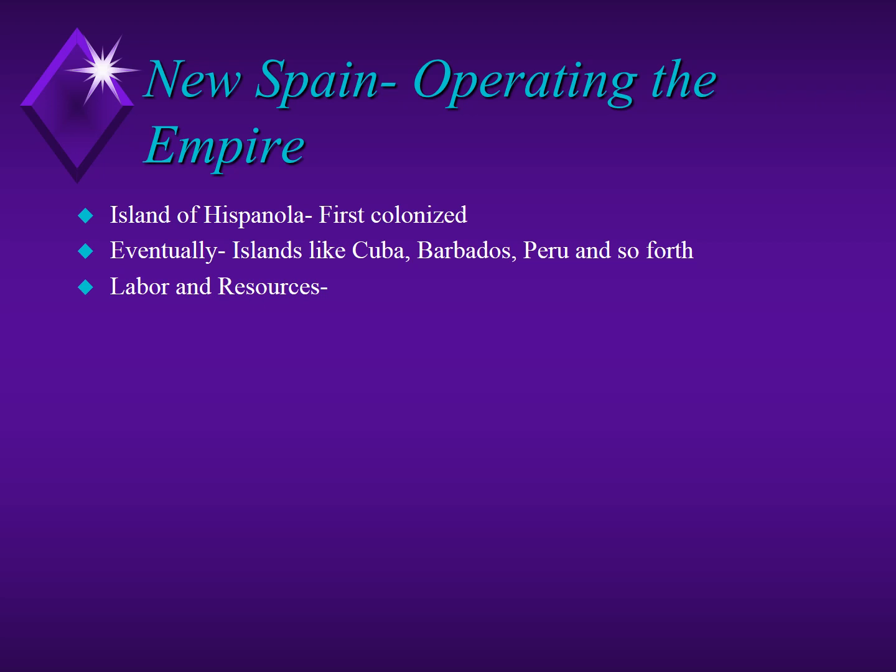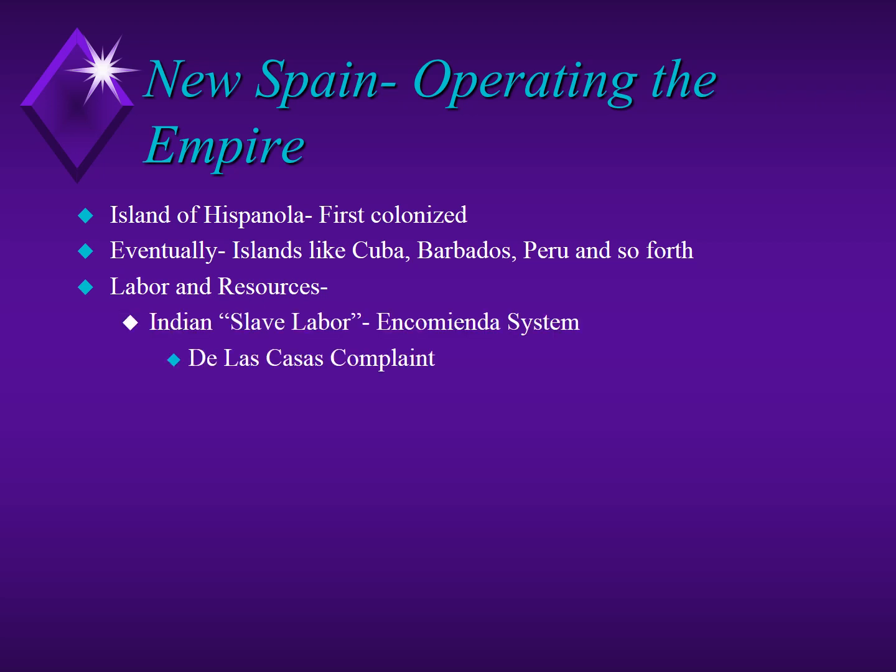The first area colonized by the Spanish was the island of Hispaniola. And of course, you will remember from the De las Casas reading, the primary source that we read from the missionary, Bartholomew de las Casas, that is where he was writing from. And eventually, they will colonize the islands of Cuba, Barbados, and they'll go down into South America and Peru, and of course also in Mexico.